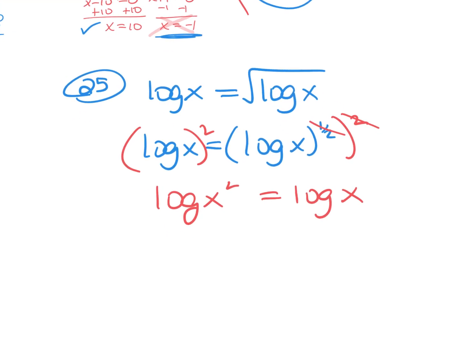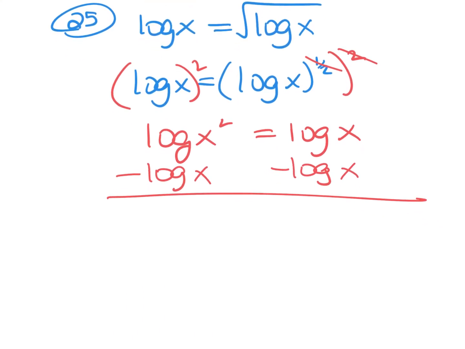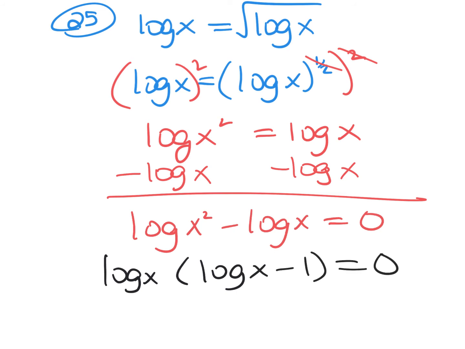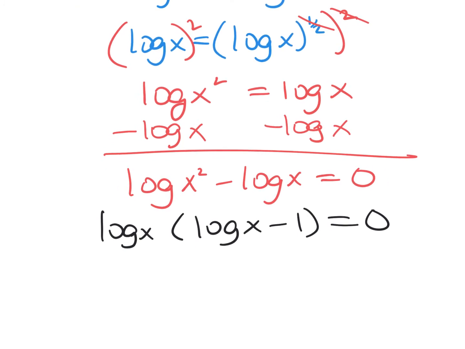What I need to do here is get my logs on the same side. We did something similar to this at the beginning of the year, but without the word log. So once I move it over, now I have to factor out a GCF of log x. So what I'm going to pull out is log x, and then I'm left with log x minus 1. And now it's factored, and now I set each factor equal to 0.